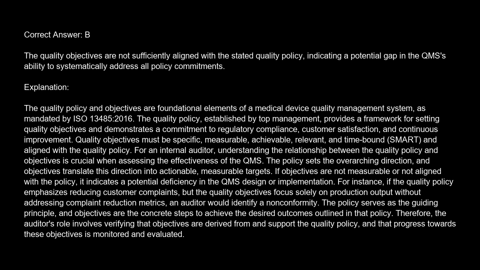For an internal auditor, understanding the relationship between the quality policy and objectives is crucial when assessing the effectiveness of the QMS. The policy sets the overarching direction, and objectives translate this direction into actionable, measurable targets. If objectives are not measurable or not aligned with the policy, it indicates a potential deficiency in the QMS design or implementation. For instance, if the quality policy emphasizes reducing customer complaints, but the quality objectives focus solely on production output without addressing complaint reduction metrics, an auditor would identify a nonconformity.